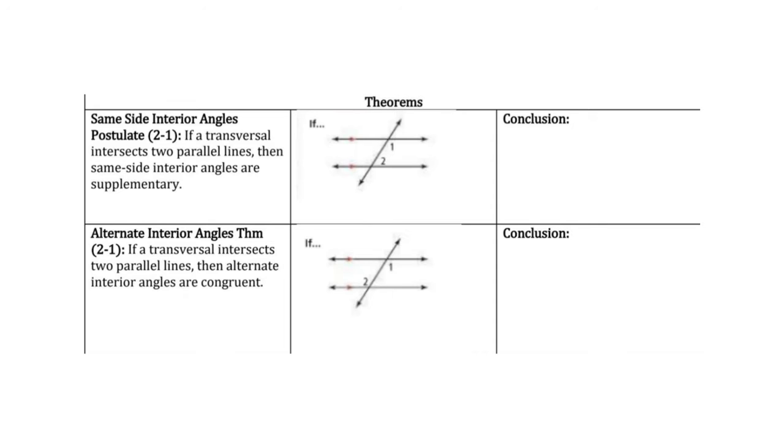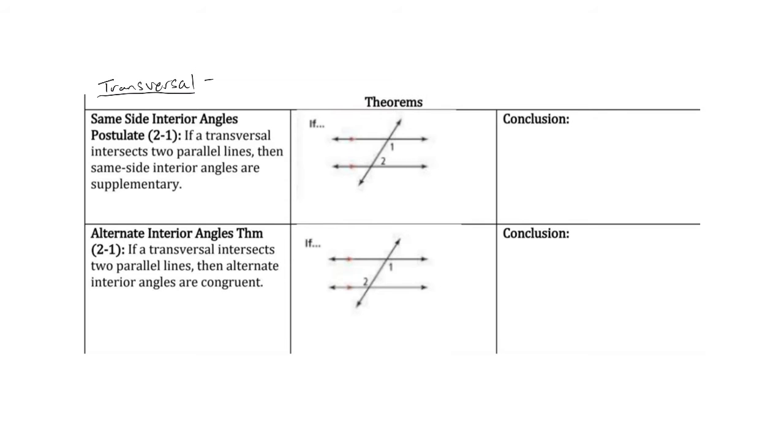All right, so now we're going to go through a couple theorems. So this first one is the same side interior angles postulate. It says if a transversal intersects two parallel lines, then the same side interior angles are supplementary. Okay, so first we'll start.